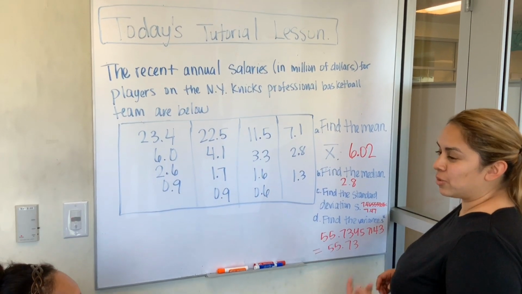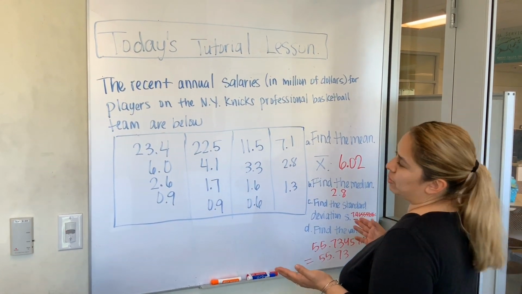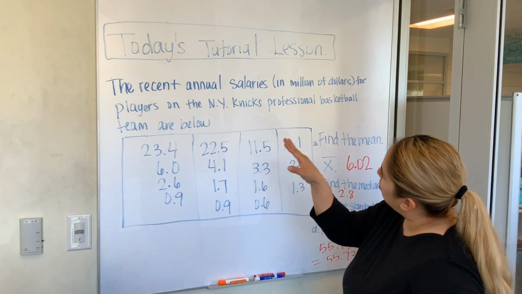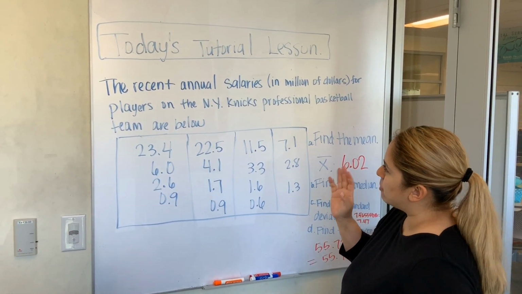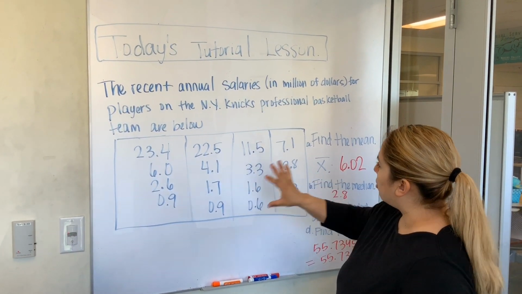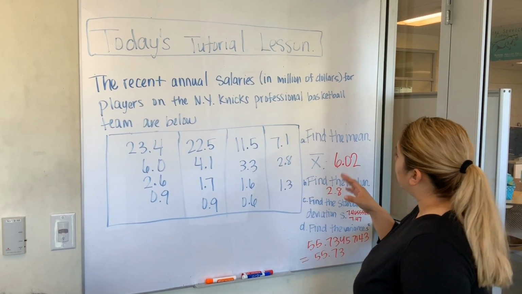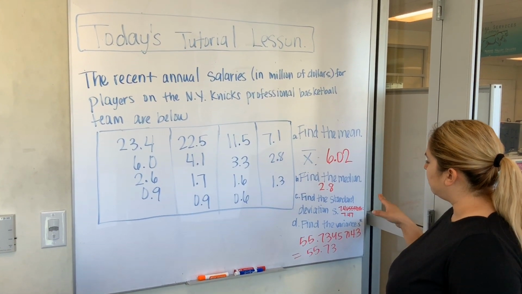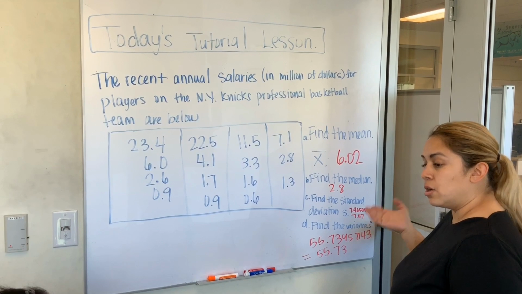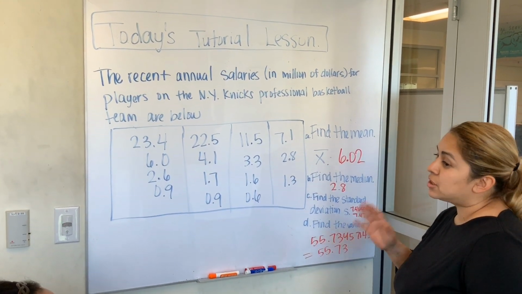Hey Erica, so today we're going to work on this problem with this data that we were given. It says the recent annual salaries in millions of dollars for players on the New York Knicks professional basketball team are below. So these are all the values that we're going to work with. What we're going to find is the median, the mean, the standard deviation, and the variance. So we're going to use our calculators and our technology to find those answers.